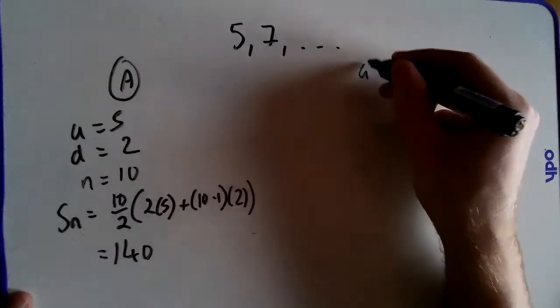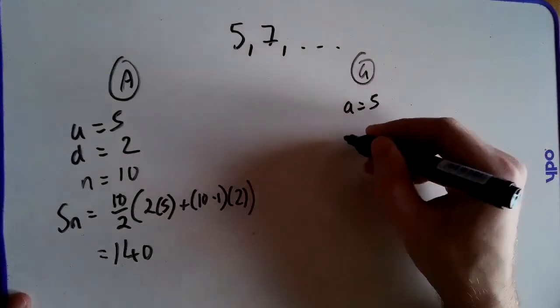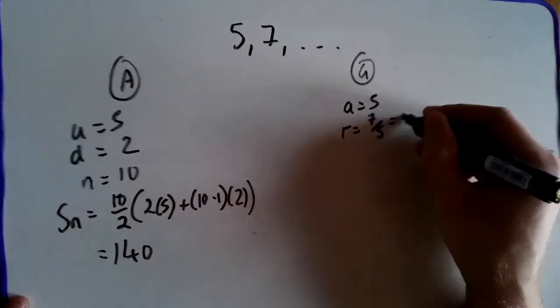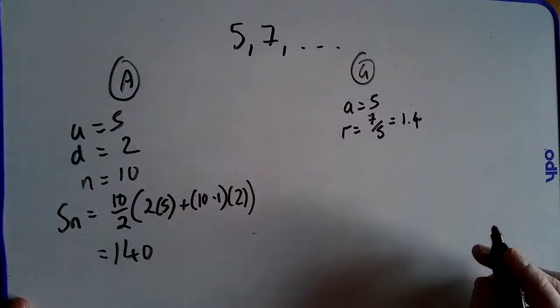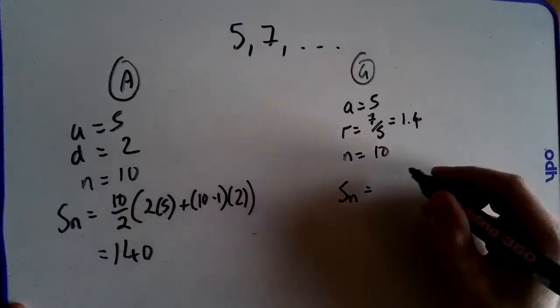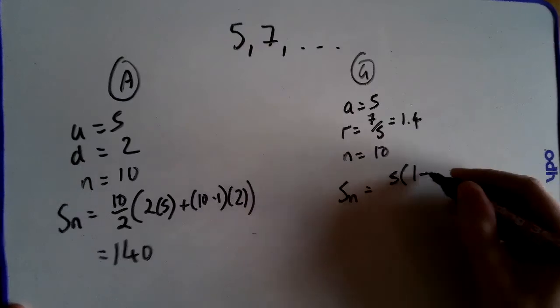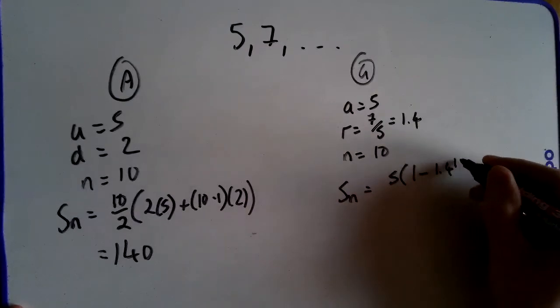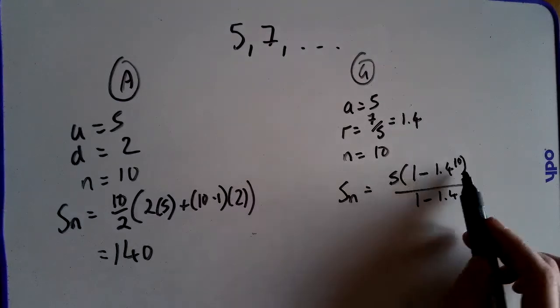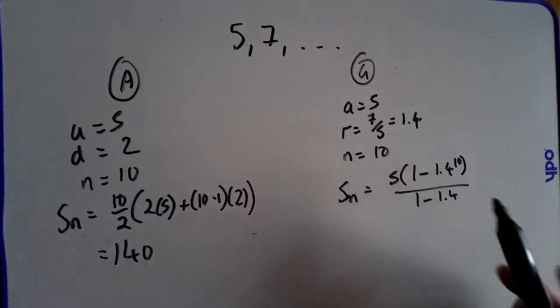And if it's geometric, A is 5, R is 7 over 5, or you can write that as 1.4 if you prefer decimals. N is 10, then you again use the formula. So it's A, 1 minus R to the N, divided by 1 minus R. Now again, you can switch these around. You can have R to the N minus 1 and R minus 1 at the bottom.